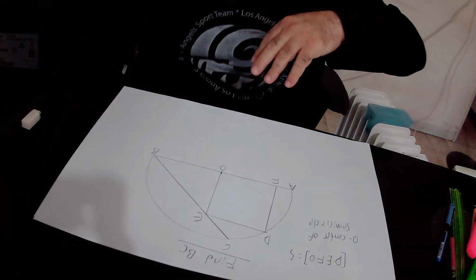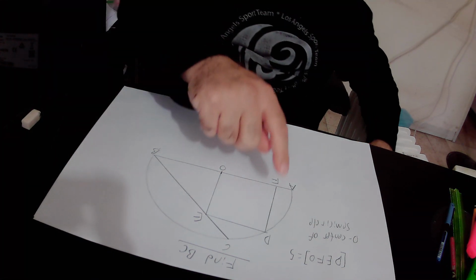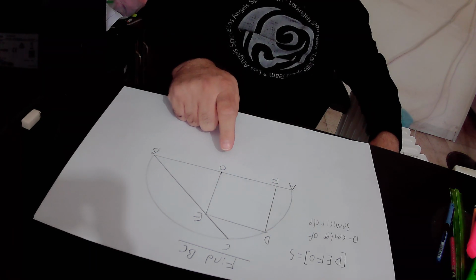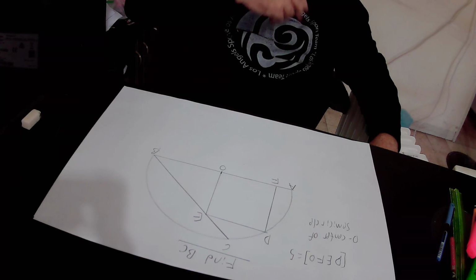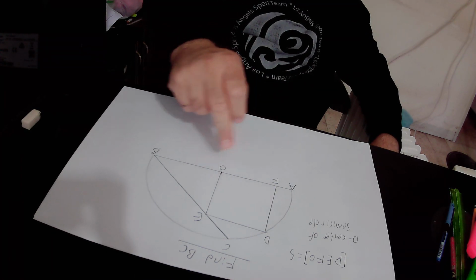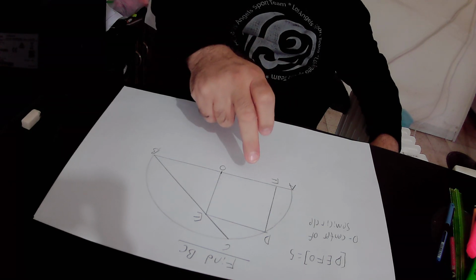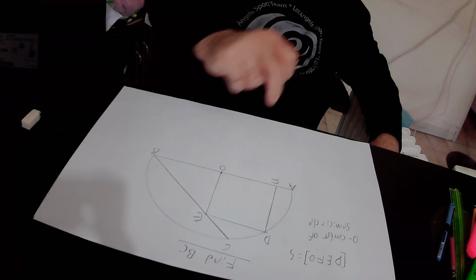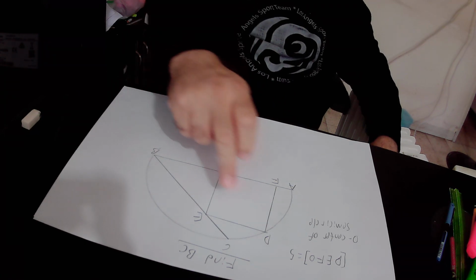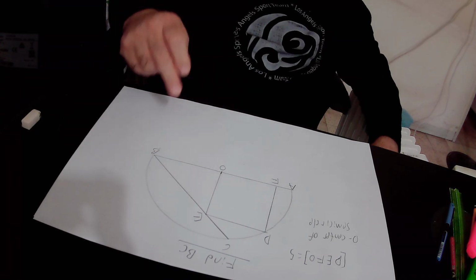Now in this lecture we'll find out the length of chord BC. In the drawing we have a semicircle. Know that the center of this semicircle is at point O. Inside this semicircle we have square DEFO, and we know that the area of this square equals 5 square units. Our mission is to find out the length of this chord called CB or BC.